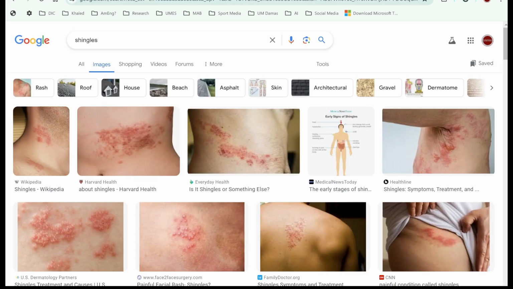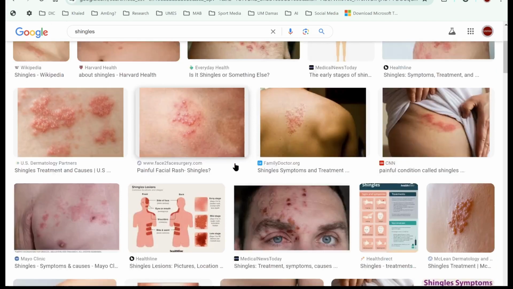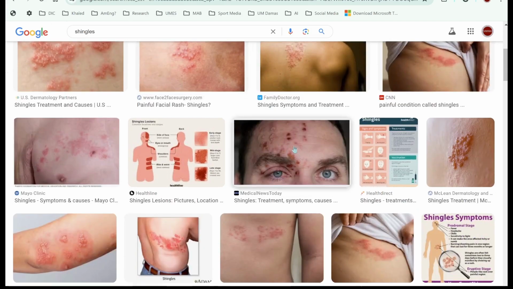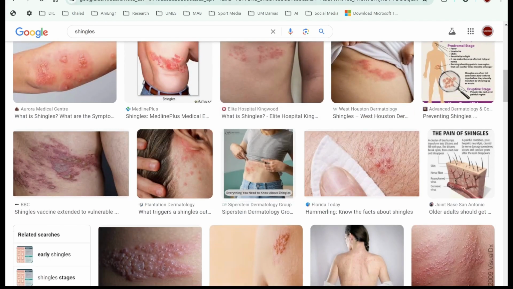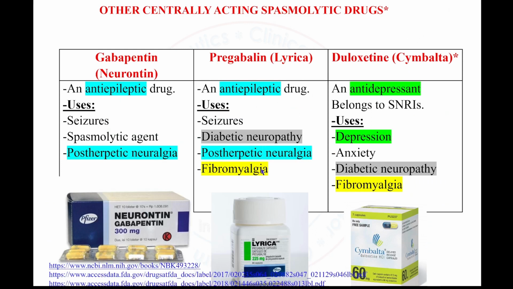From the Google images here, I would like to share with you some pictures related to shingles or post-herpetic neuralgia. You can see it could affect the eye and the face, could affect the arms, or could affect the trunk or the entire body. This is associated with nerve pain, neuropathy, and the patient suffers from severe pain. So for this reason, for post-herpetic neuralgia, we have two medications, gabapentin or pregabalin, Lyrica, for this situation.